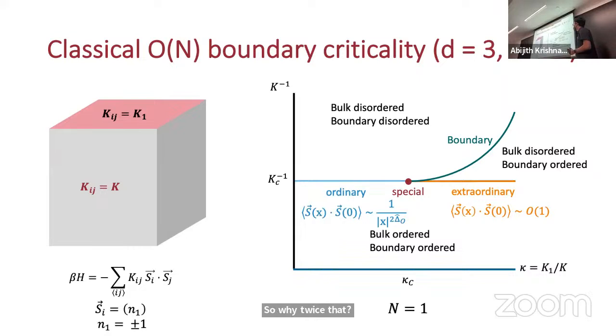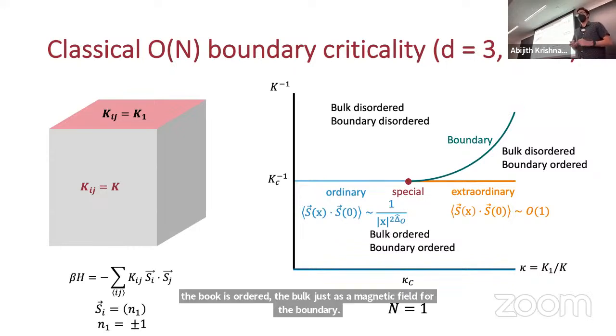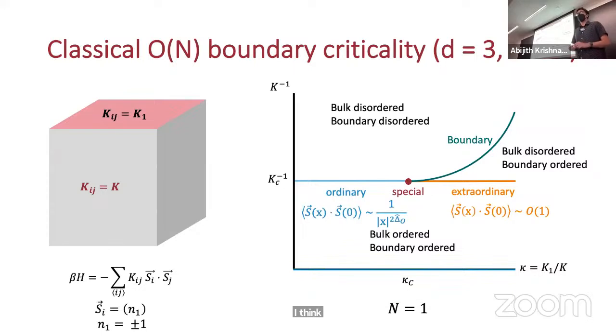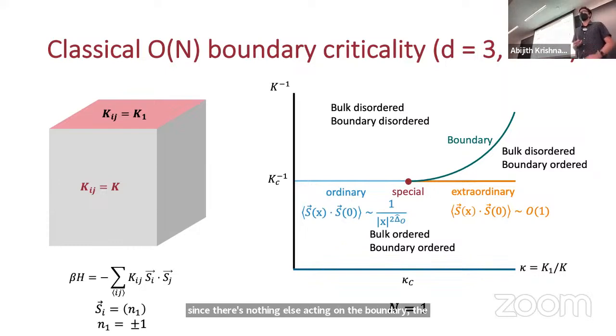I think in this particular system, because the boundary is just coupled to the bulk through this term, when the bulk is ordered, the bulk just acts as a magnetic field for the boundary. I think in general, if you think about quantum systems, you might be able to add a perturbation that makes the boundary disordered. But in this particular setup, in this classical system, since there's nothing else acting on the boundary, the bulk just acts as a magnetic field.